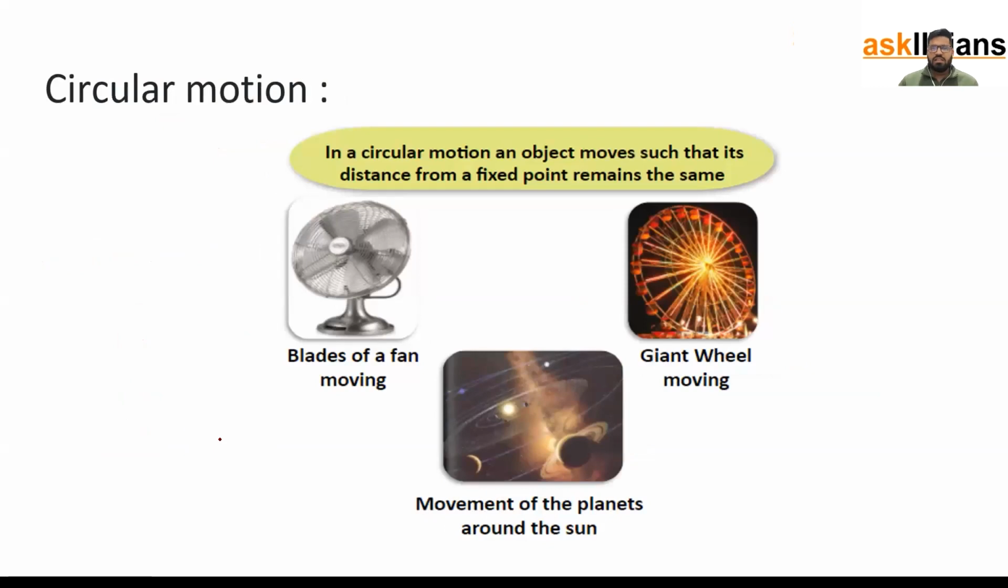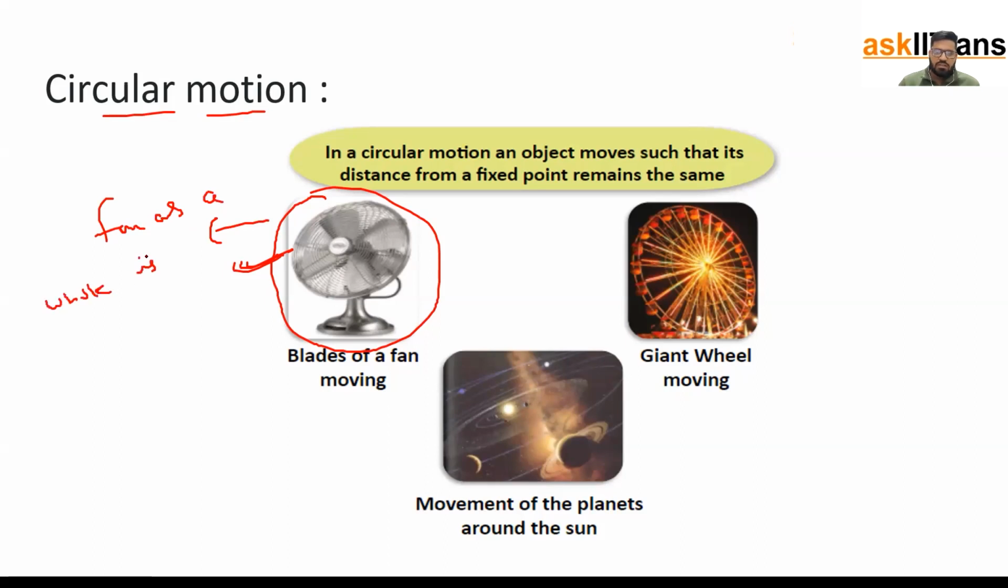Okay. So the next concept is circular motion. So what is circular motion now, or what is the basic difference between circular motion? If I give you the example of a fan like this, the blades of a fan are moving. Yes or no? If I talk about this fan as a whole, this fan as a whole is not moving. Yes or no? The fan as a whole is not moving.